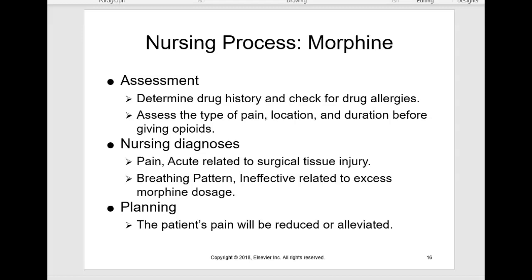Nursing diagnosis, breathing pattern. So we want to make sure that we're checking our patient's respiratory rate before giving an opioid, because again, opioids such as morphine can lead to respiratory depression. And if I have a patient who doesn't have a normal respiratory rate, right, I could cause some big damage by giving them morphine, which is going to make them breathe even less, right? And the goal would be that the patient's pain would be reduced or alleviated.